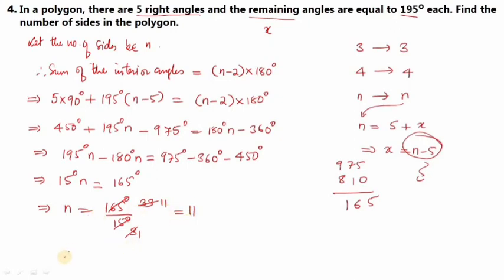So therefore the value of n is turning out to be 11 here. So the required number of sides is 11 in this case. I hope the question is clear to you. So you may pause the video and note down your solution.